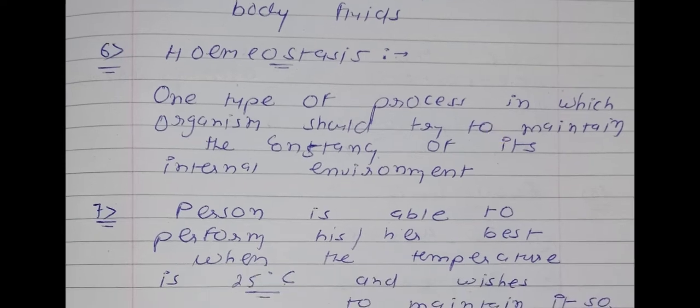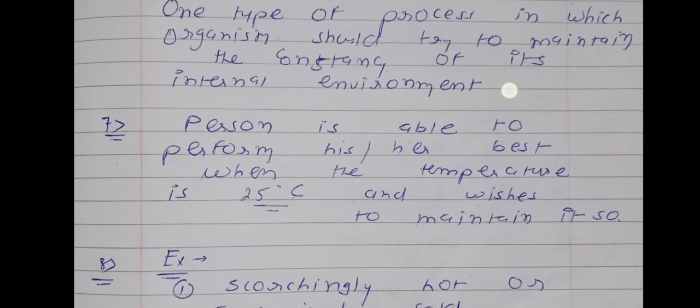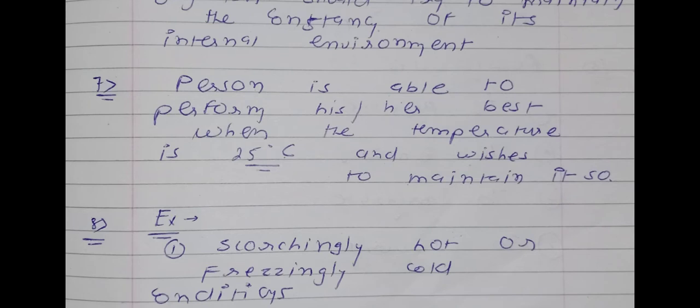What is the meaning of homeostasis? It is one type of process in which, underline, organisms try to maintain the constancy of their internal or external environment, which is known as homeostasis. Okay, so point number 6 is about the definition of the homeostasis type of process.